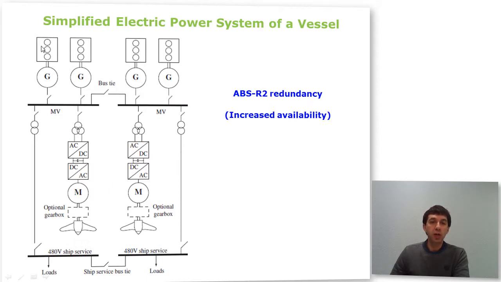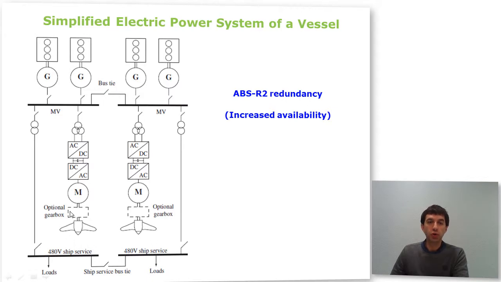So in this example, we have four independent generation units. Then we have the electrical bus, which is connected or in some way separated, even physically separated, not only electrically separated, but also physically separated by a bus tie. And then we have again the supply to the loads of the vessel, for the hotel loads or whatever it is, again by electrical and physical separations.